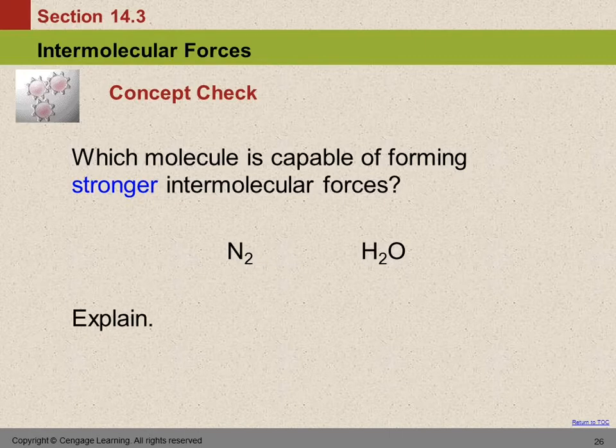So, which molecule is capable of forming stronger intermolecular forces, N2 or H2O? H2O. Why?